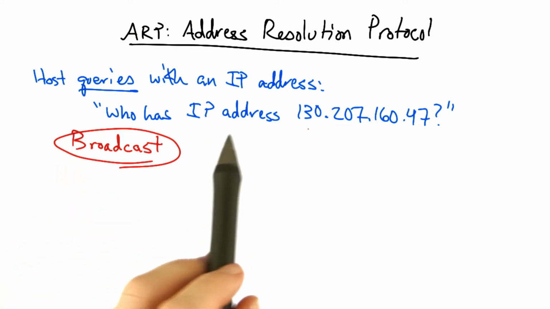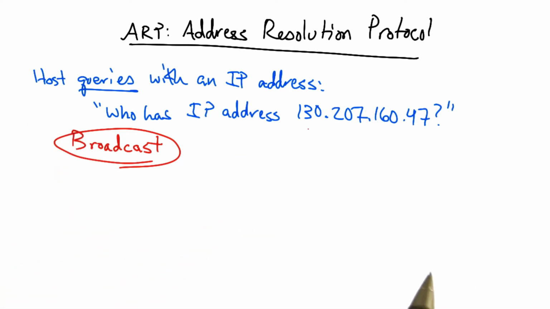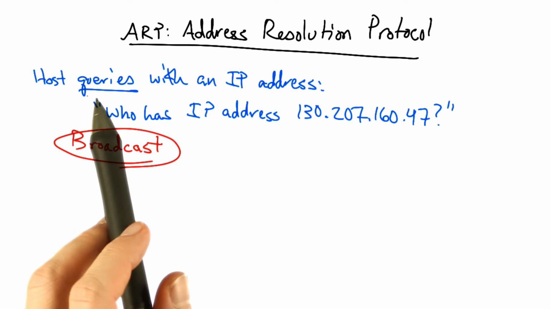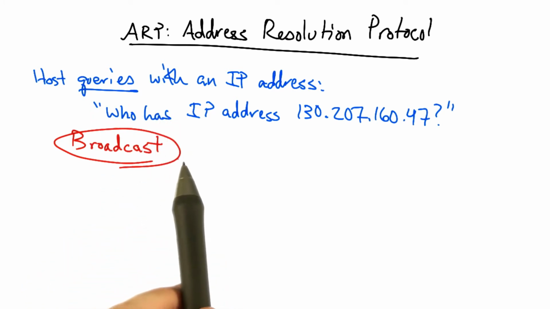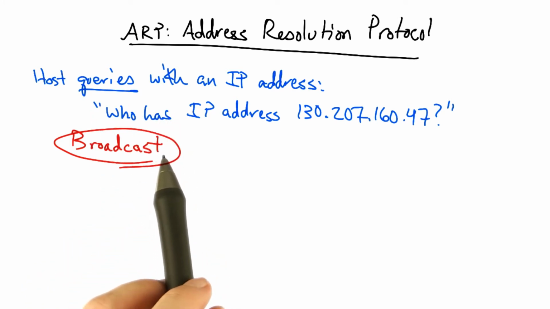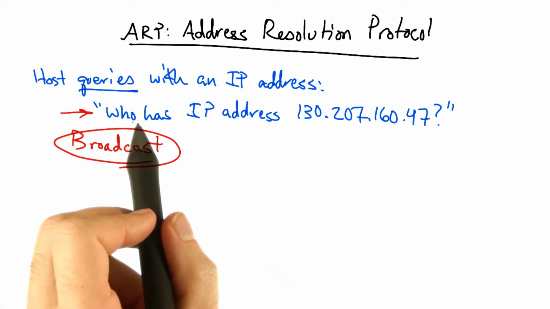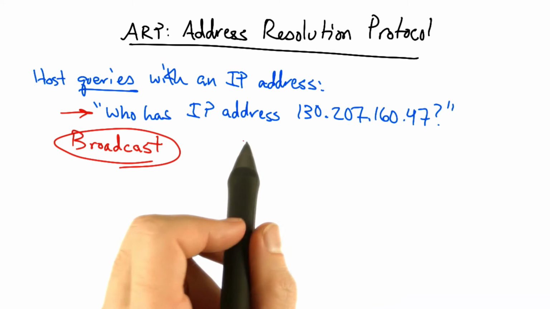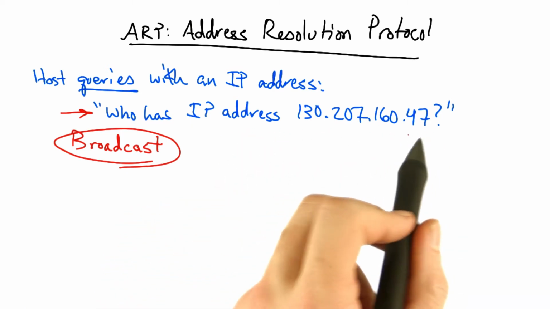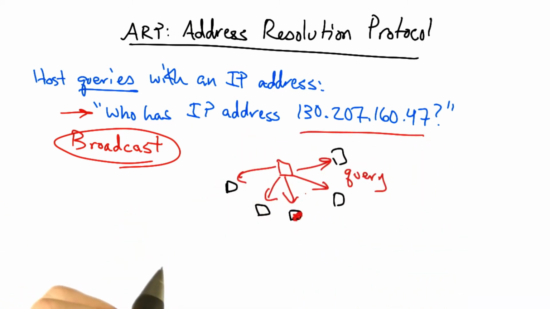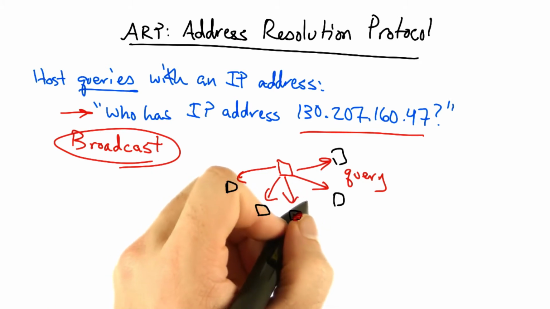When a host wants to learn the MAC address that's associated with a particular IP address, it will send what's called an ARP query, which is broadcast to all of the other hosts on the local area network. The query looks something as follows, where the host might ask everyone on the local area network who has a particular IP address. The host that has that particular IP address will then respond with its MAC address.